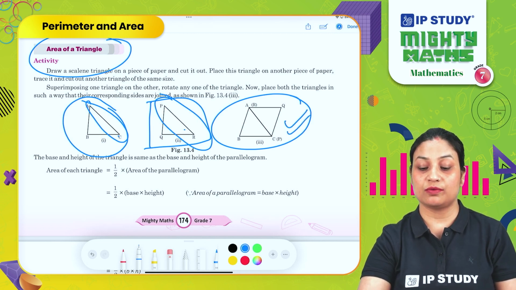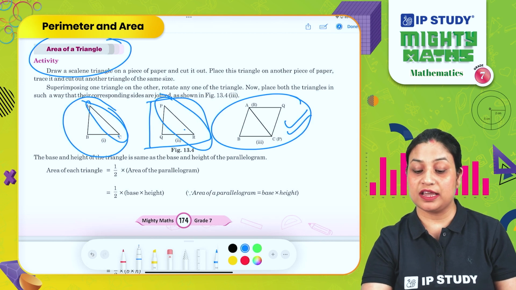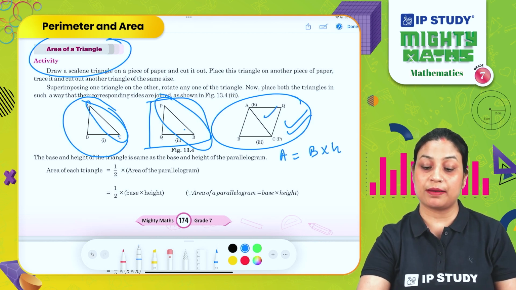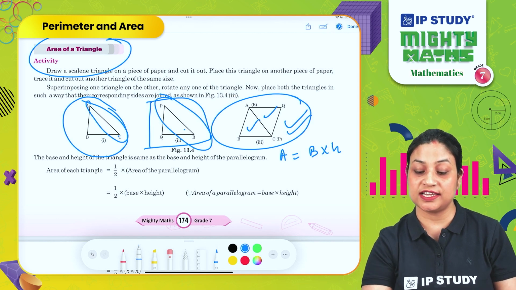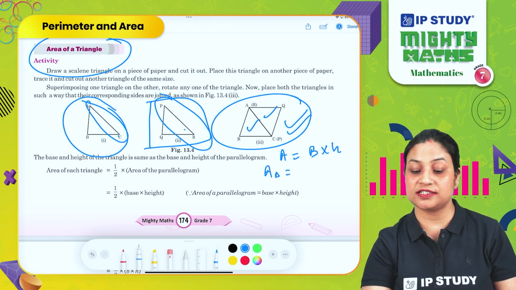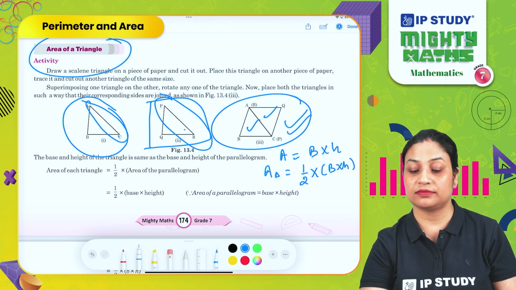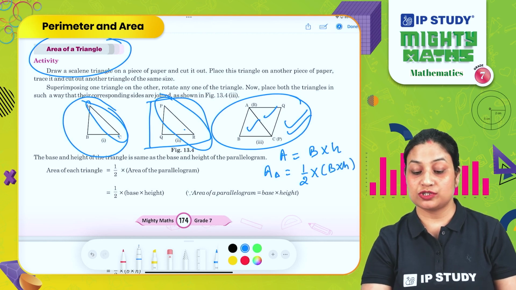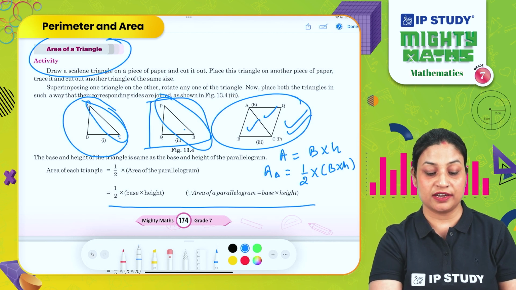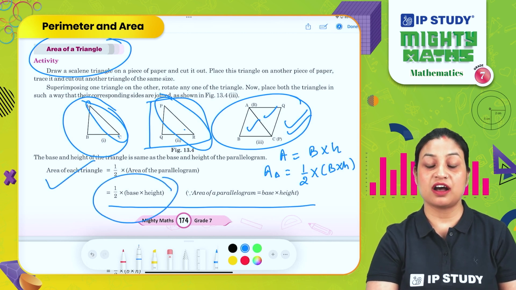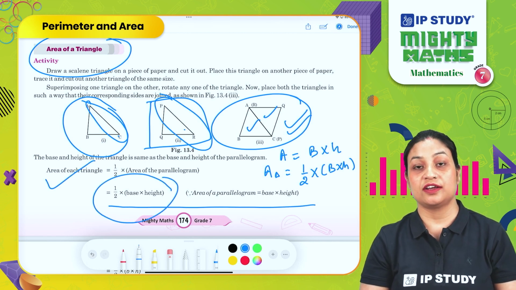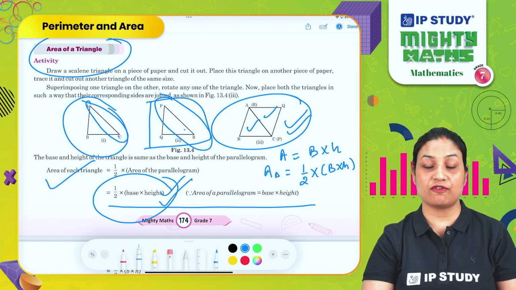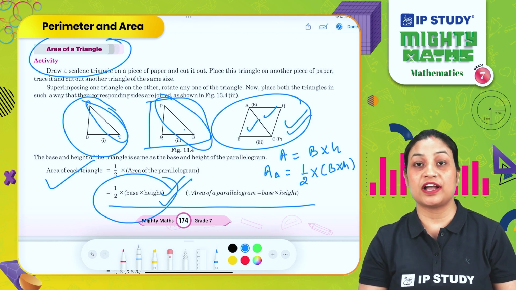And we know what the area of a parallelogram is. Area of parallelogram is base into height. And since this parallelogram is made by two triangles, can I say area of triangle is half of this area of parallelogram? Can I say this? Yes. So what is the area of triangle? Area of triangle will become half into base into height. So this is the formula that we are going to use while solving problems related to area of triangle.